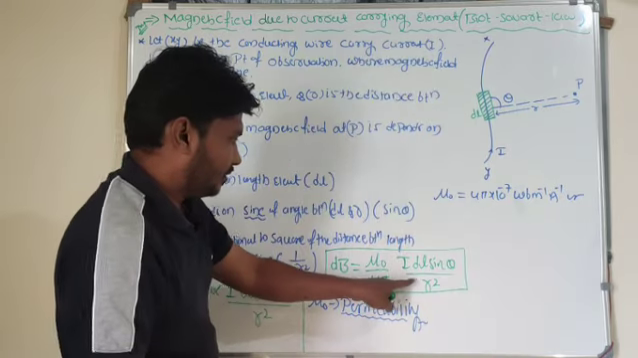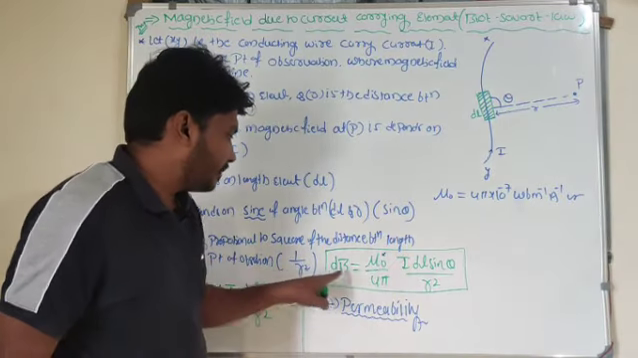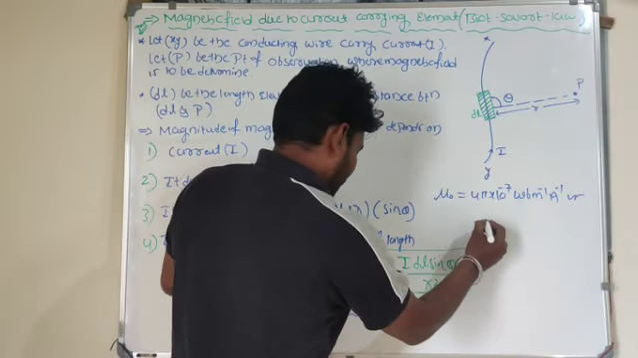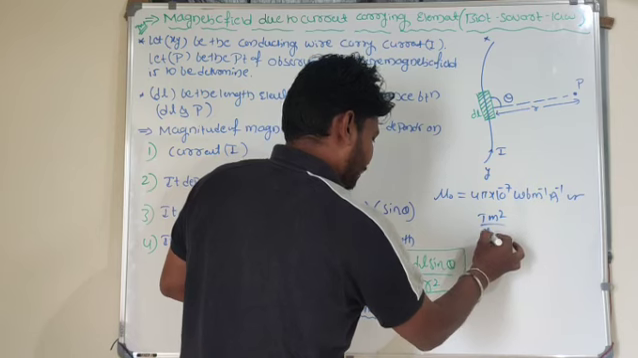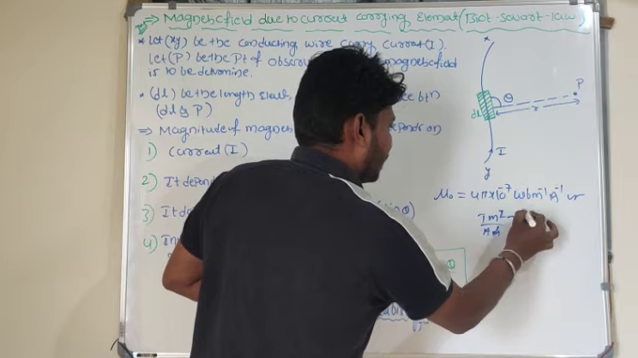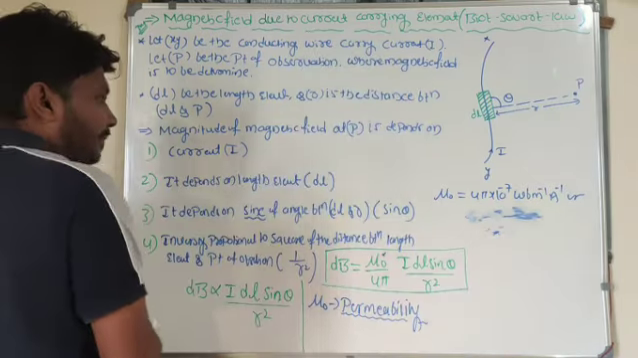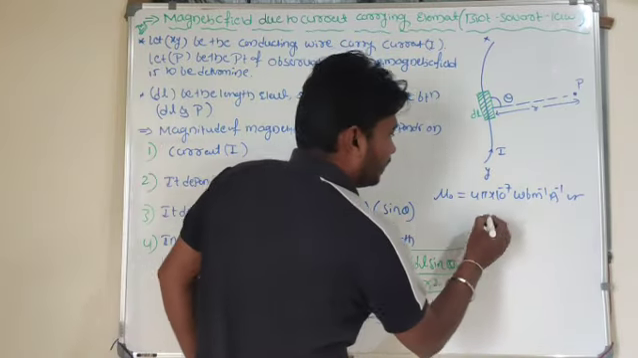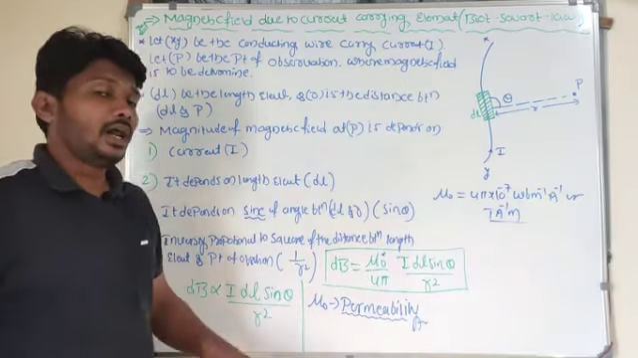I want to find out the SI unit of mu naught. For example, dB means Tesla, and the term is Tesla meter squared divided by ampere times the length element in meters. So another SI unit for mu naught is Tesla per ampere meter.